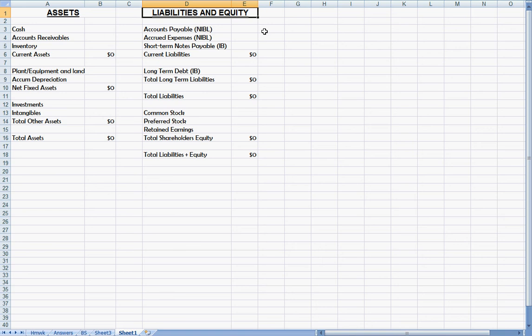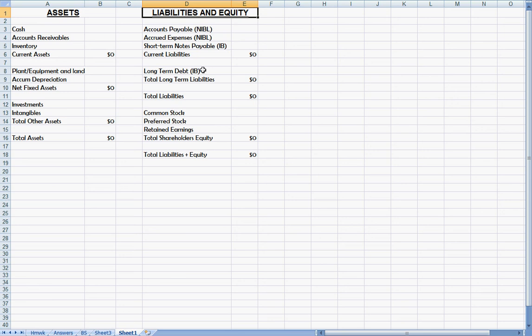Please note that two of these things are called NIBLs, non-interest bearing liabilities, and that's accounts payable and accrued expenses. That's because we don't pay our suppliers interest and we don't pay our employees interest while they wait for their paychecks. So those are non-interest bearing liabilities, or NIBLs. The short-term note payable to the bank does bear interest, so I've noted it as IB, interest bearing. And that's because the bank does not loan you money without collecting interest.